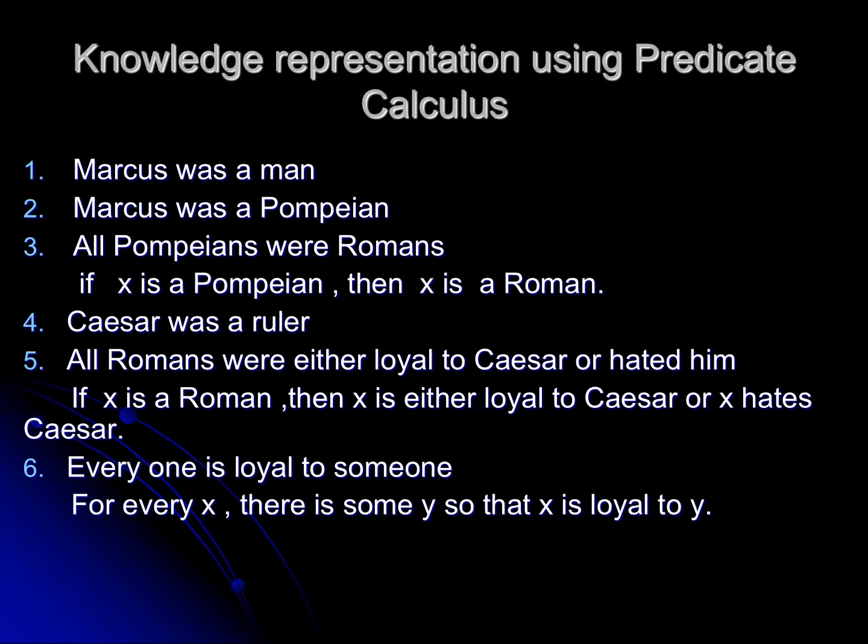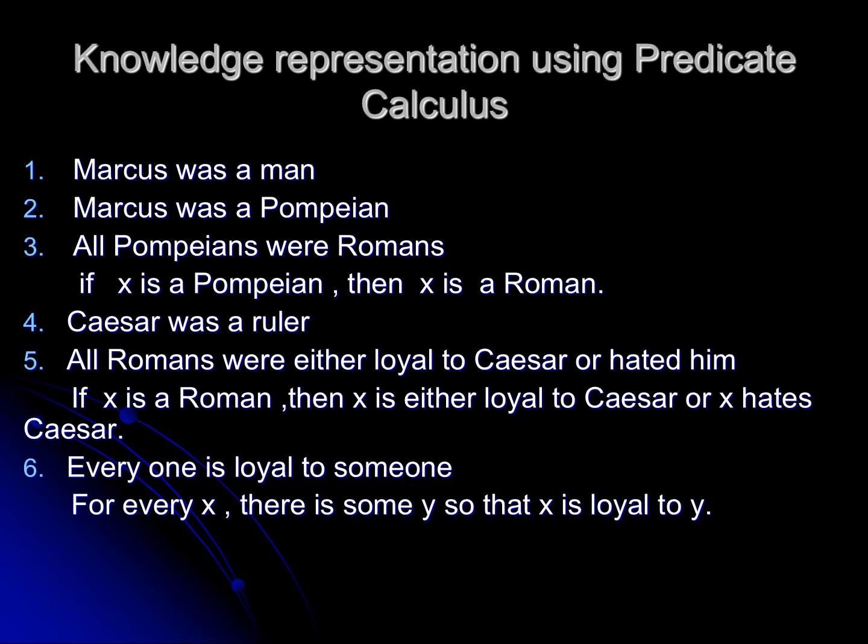X is a Roman can be represented easily. X is loyal to Caesar can be represented. X hates Caesar also can be represented. Because all is used, a quantifier is expected. Try to use connectives appropriately. That is, implication and or are the connectives used here.